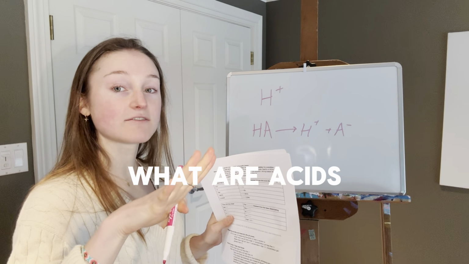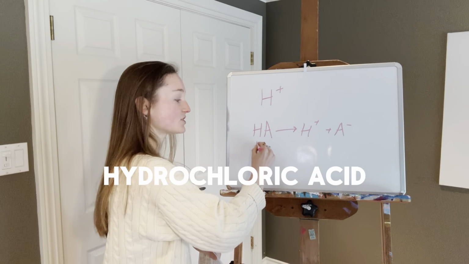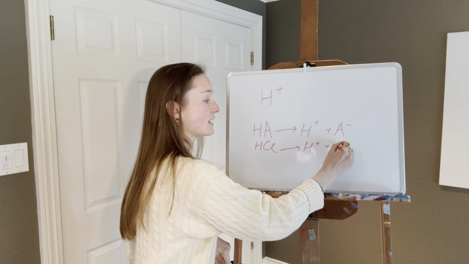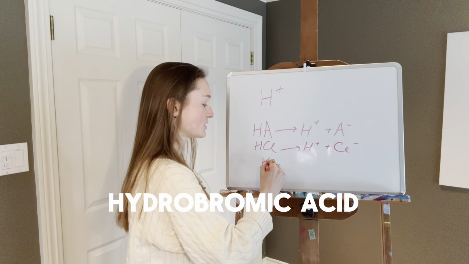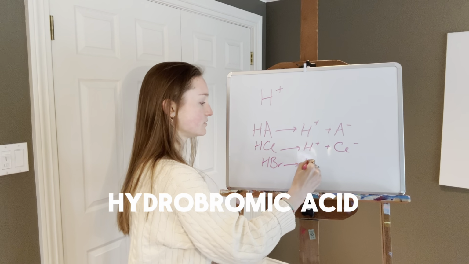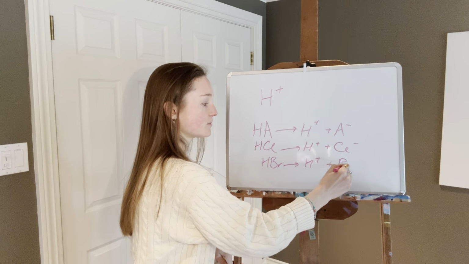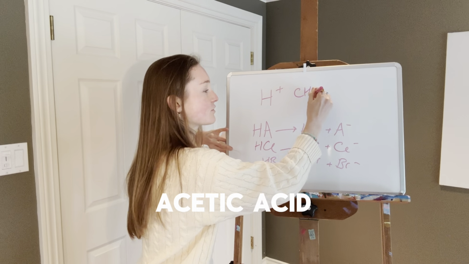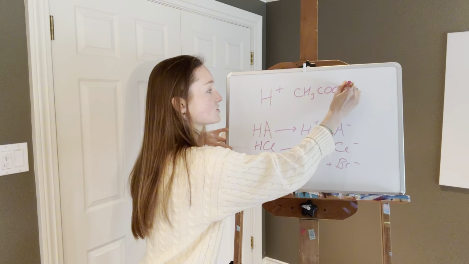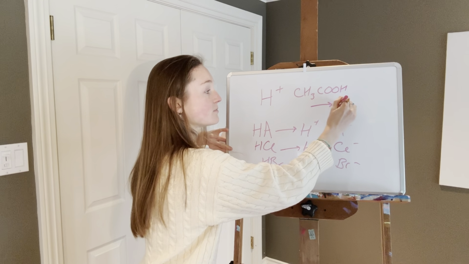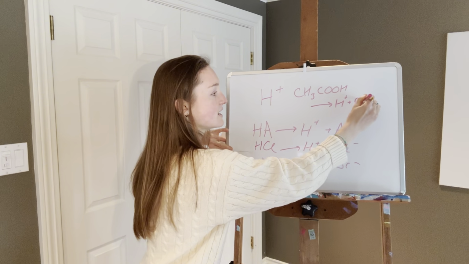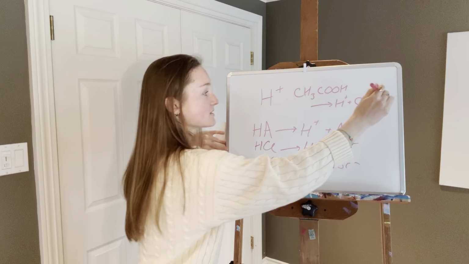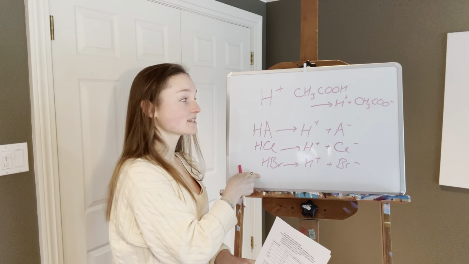Some examples of acids are things like HCl, which goes into a free proton and a chlorine molecule, HBr, which goes into a free proton and a bromine, or acetic acid. This is what's in vinegar. CH3COOH, and that goes into a free proton plus CH3COO minus. So hydrochloric acid, hydrobromic acid, acetic acid.